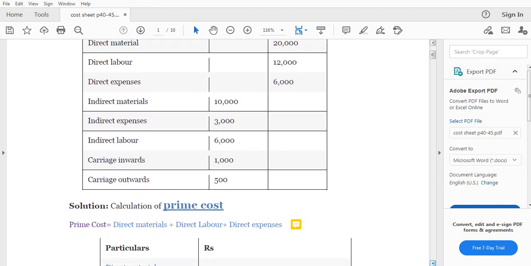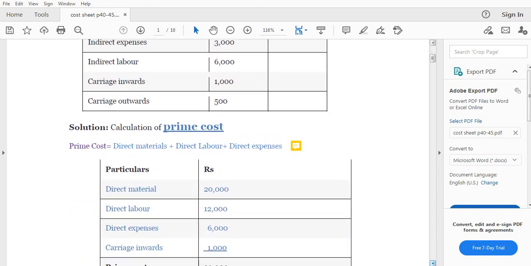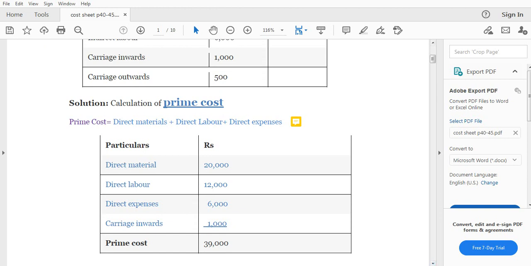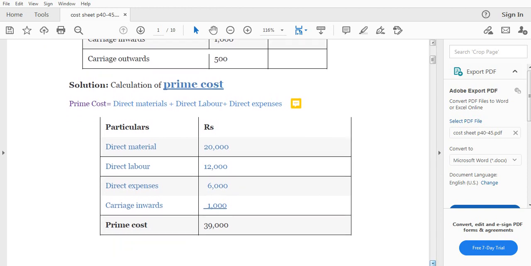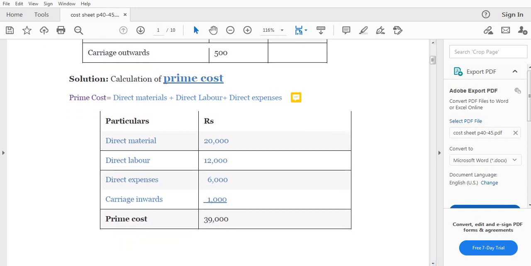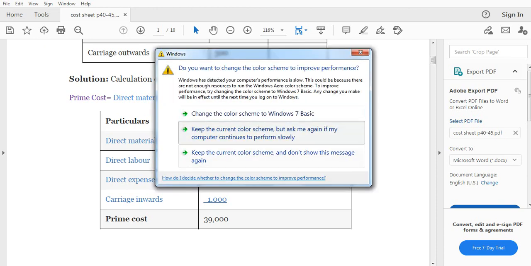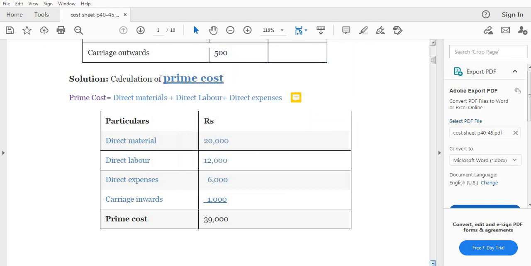So please take a look here. Prime cost is equal to direct materials. This is the main formula: direct material, direct labor, direct expenses. If carriage inwards given, then you need to add the carriage inwards also. So please take a look here in the table. The direct material 20,000, direct labor 12,000, direct expenses 6,000, carriage inwards also given 1,000. Okay, so this is one of the exceptional cases. If it is given, then you must add on in order to calculate the prime cost. After that, it is given 39,000, that is your prime cost.